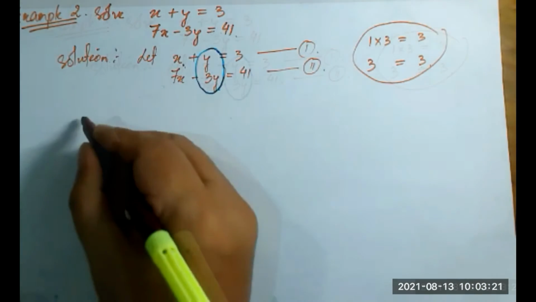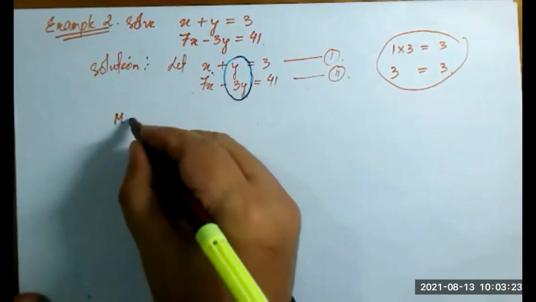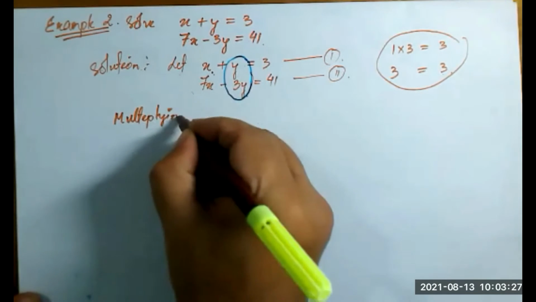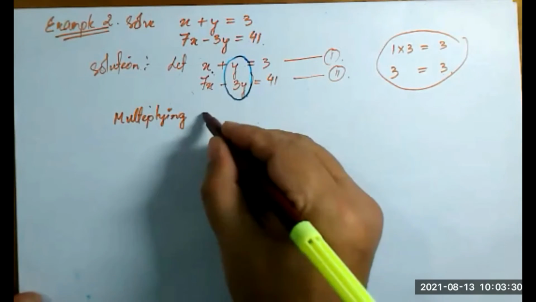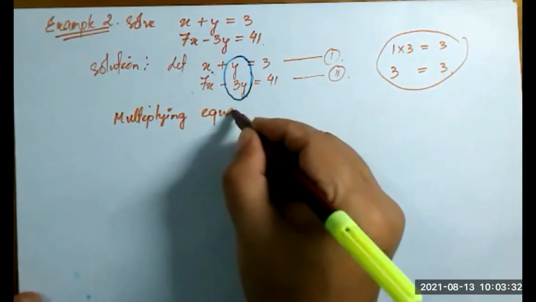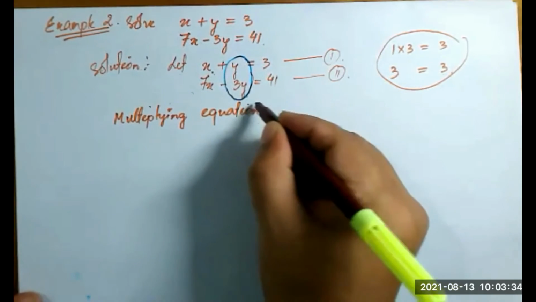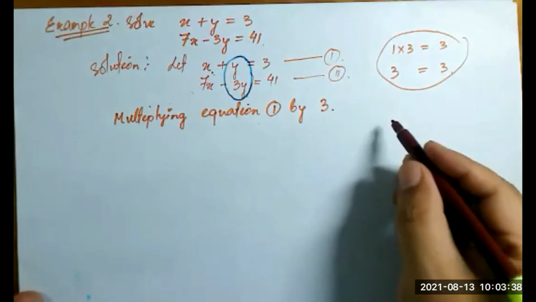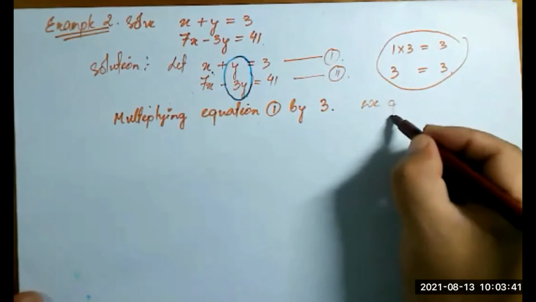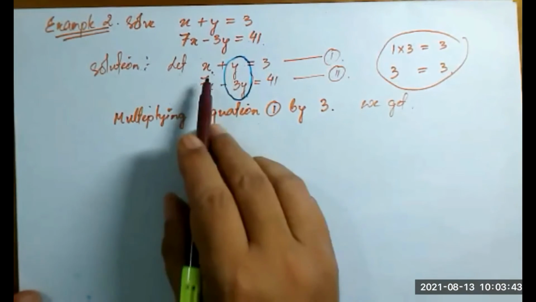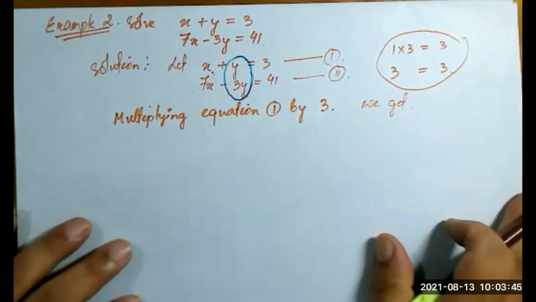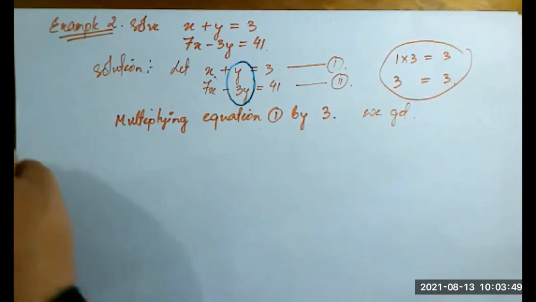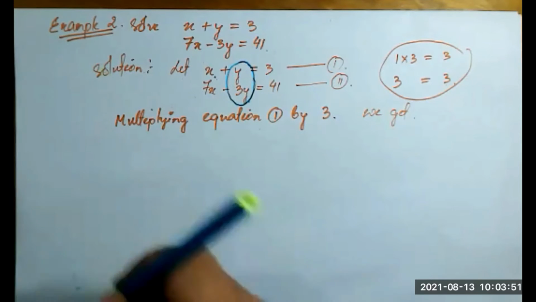So now multiplying equation 1 by 3, we get multiply.